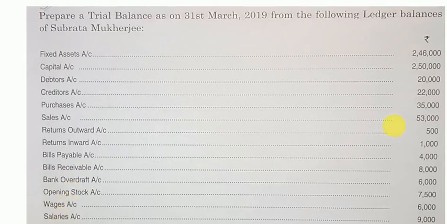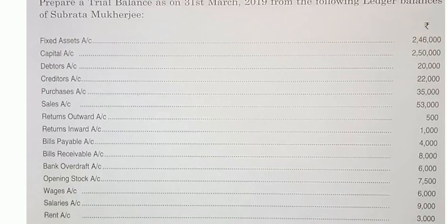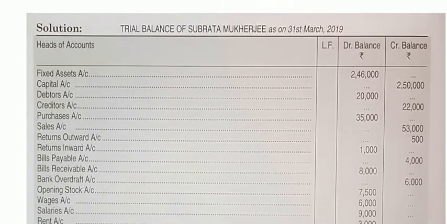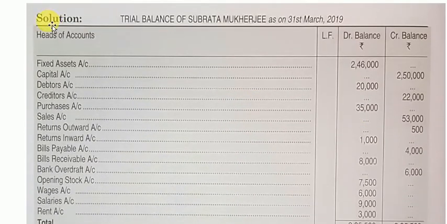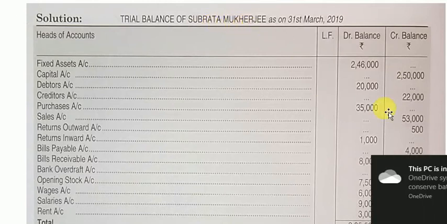Then let us now see from the first heading of the ledger account, fixed assets 2,46,000, how we will represent it in the trial balance. So let's see it. Now, see, this is the trial balance. In previous class, we have already discussed you should give a heading trial balance of the name of the business or the proprietor, which is Subrata Mukherjee here, as on 31st March 2019.